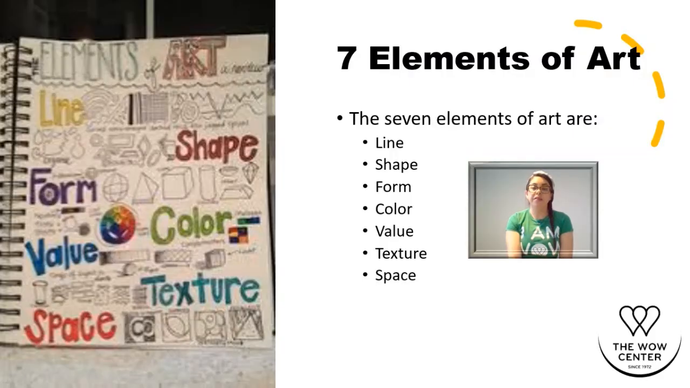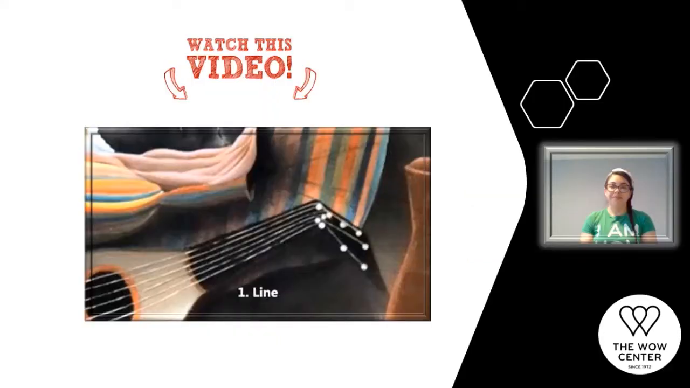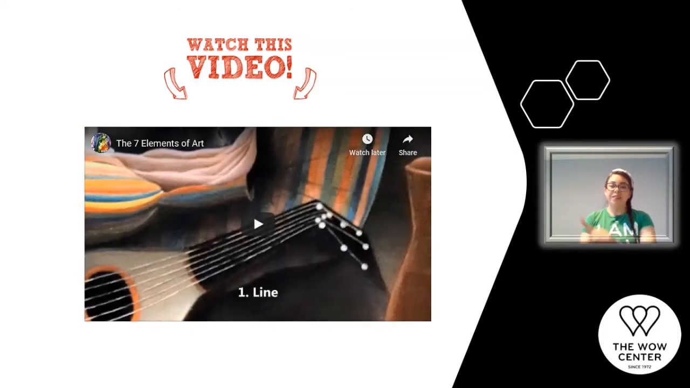Before we begin going into each one individually, I'm going to name them one more time. The 7 elements of art, again, are line, shape, form, color, value, texture, and space. We're going to go ahead and watch this video.